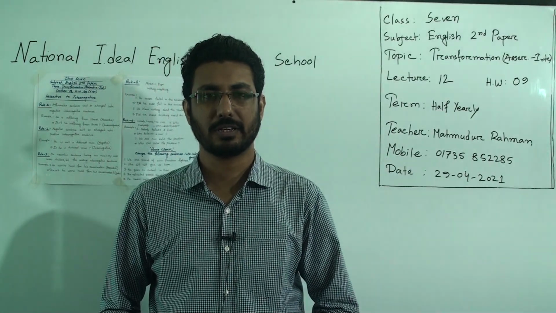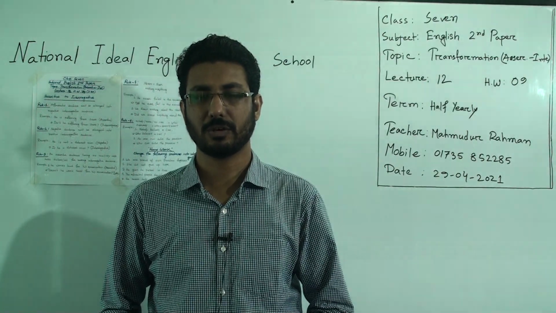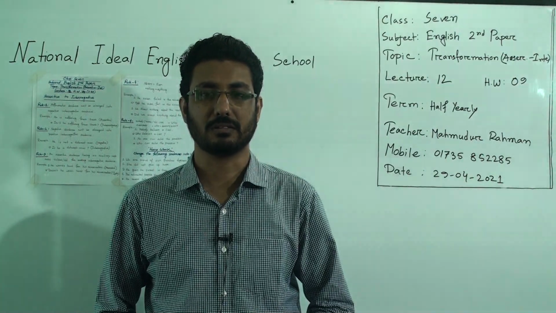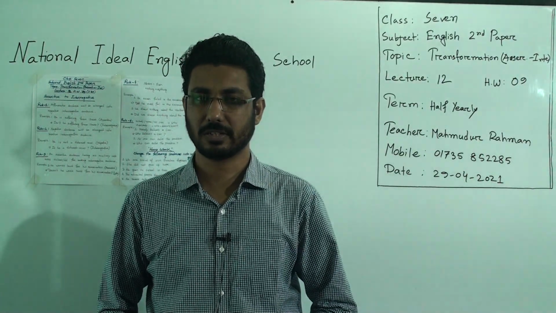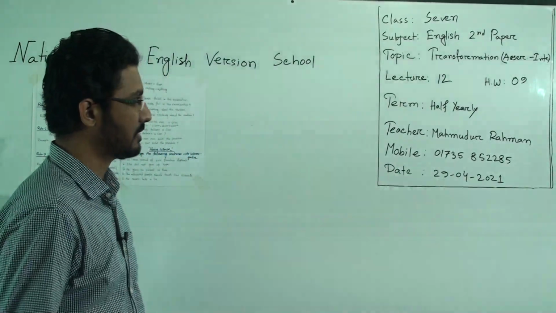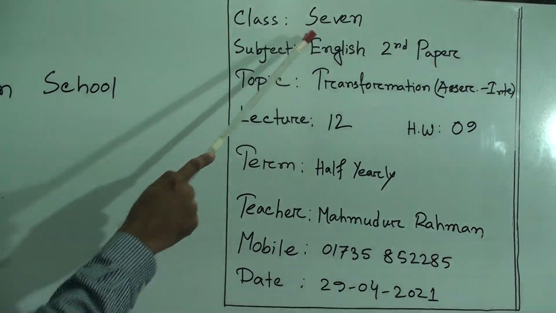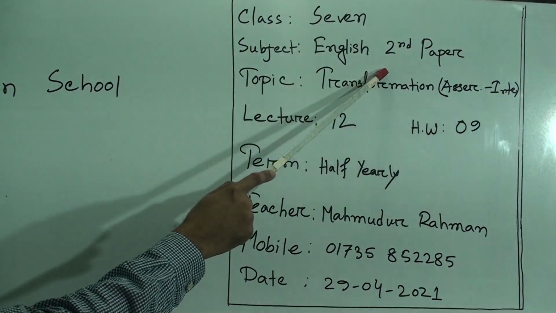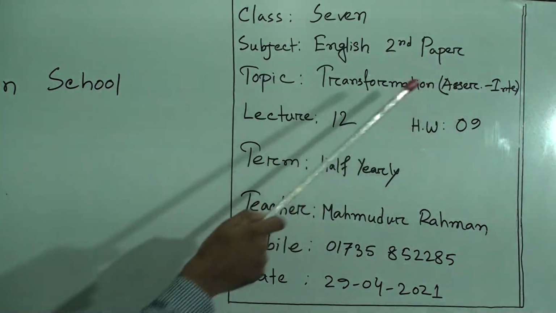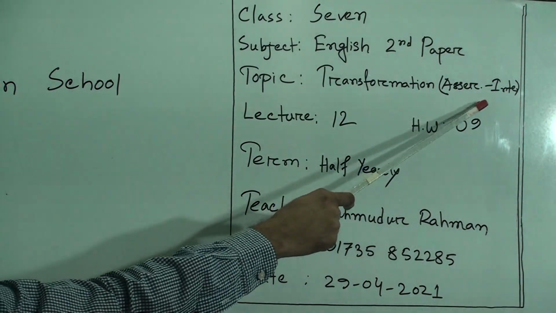Today, I'm going to take an English second paper class for the students of class 7. Our today's topic is transformation, and today I'm going to discuss affirmative to interrogative changing of sentence. Okay, let's start. See the board at first. This is the class for the students of class 7. Your subject is English second paper. Topic: transformation from assertive to interrogative. I repeat again, this topic is transformation from assertive sentence to interrogative sentence.